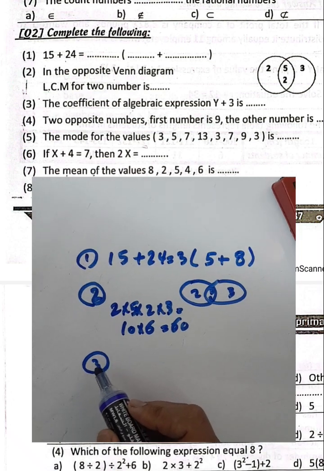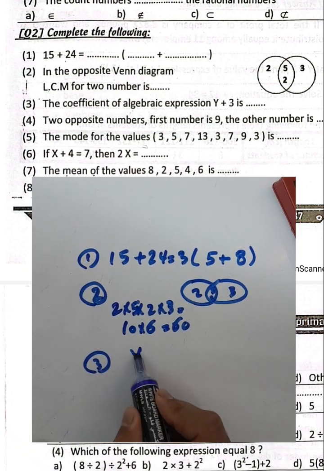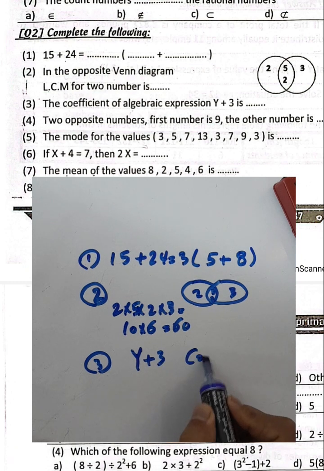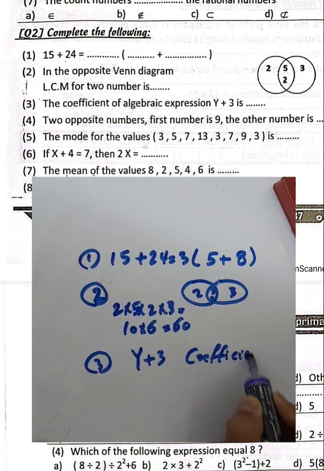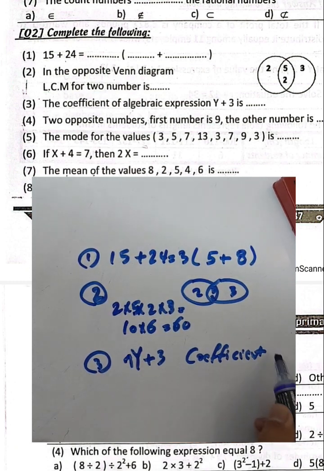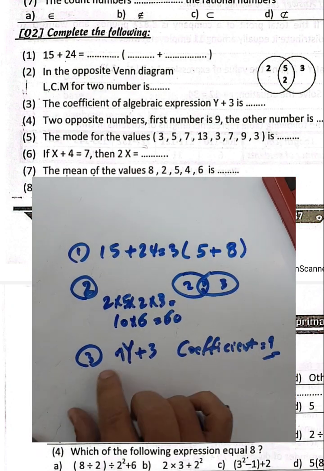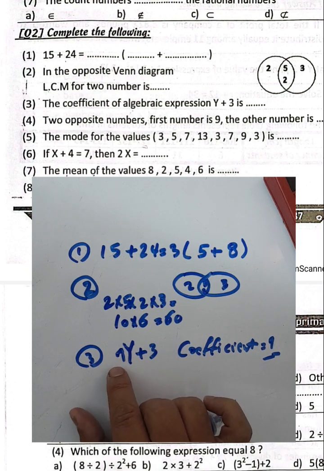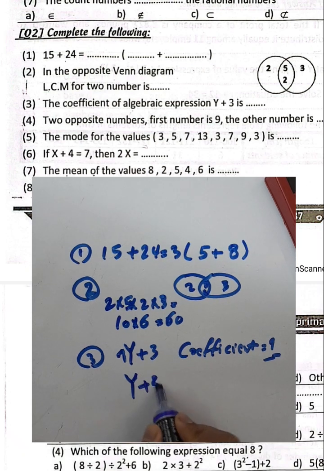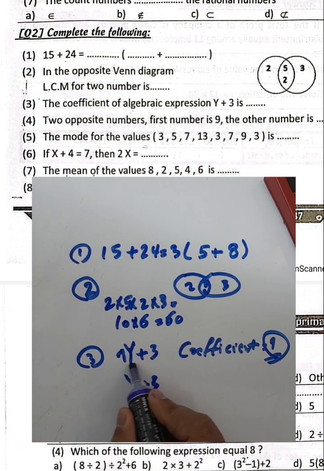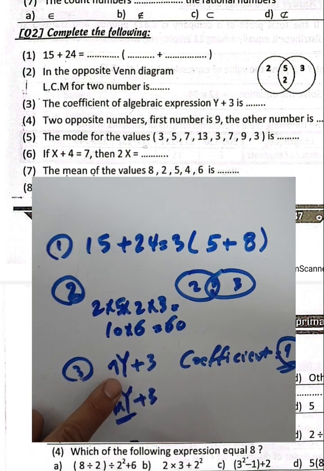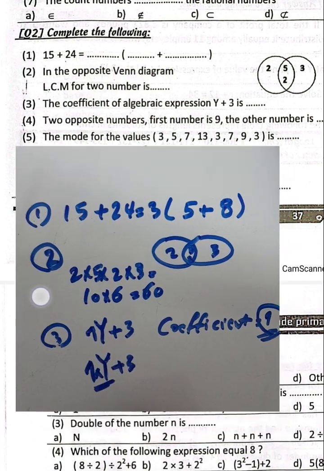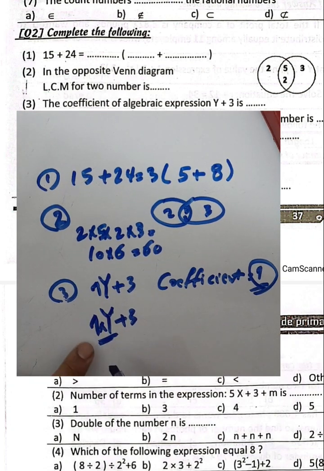Question number 3. The coefficient in the expression y plus 3. The coefficient here will be 1, because y we can call y times 1, and the 1 here we call the coefficient. The coefficient of the expression y plus 3 will be what? It will be 1, because y equals 1 times y. Question number 3, the coefficient will be 1, okay?